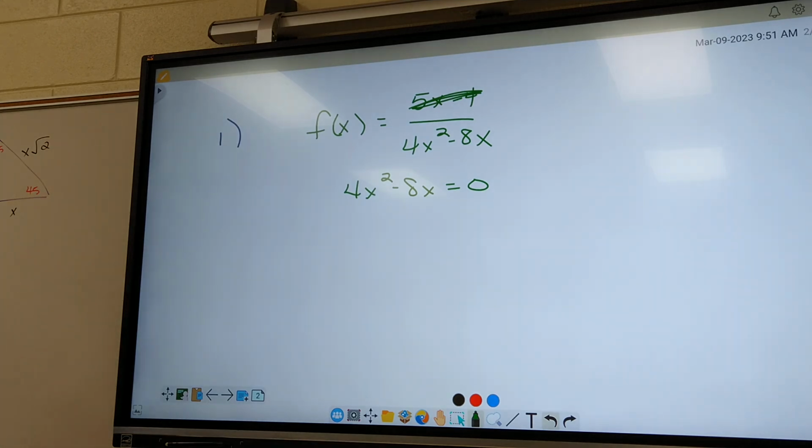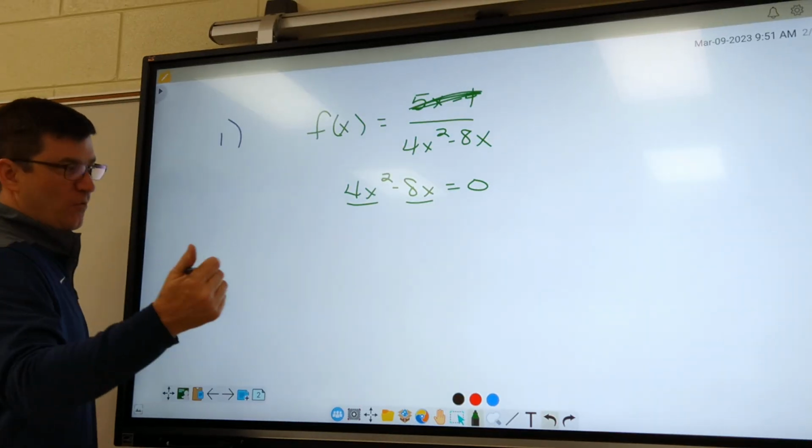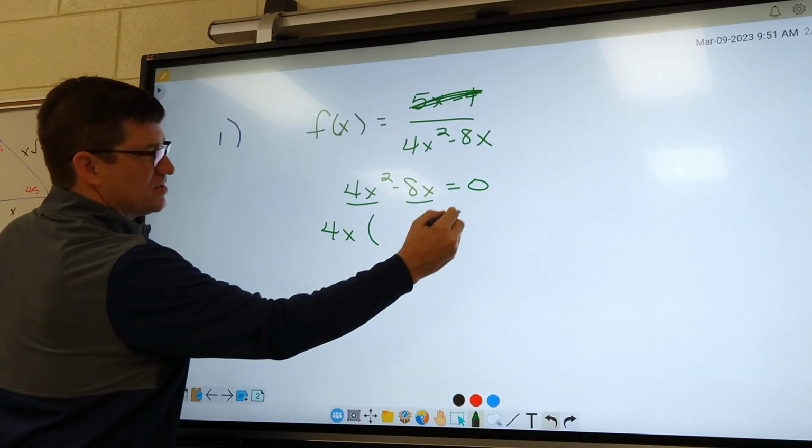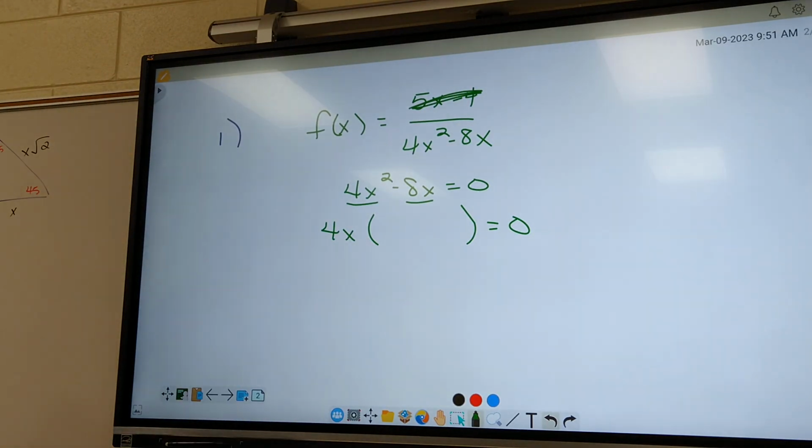Okay, to solve that, you could do quadratic formula, which you're going to have to do a bunch on the midterm. Or the fastest way is just go ahead and factor this one. So let's factor this one out. What do these two have in common? 4x. Good, right? 4x there, parentheses equals 0. If you don't understand this way, you can just do quadratic formula and you'll be fine.